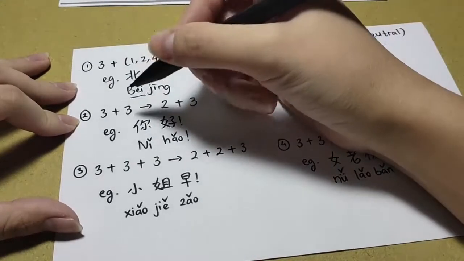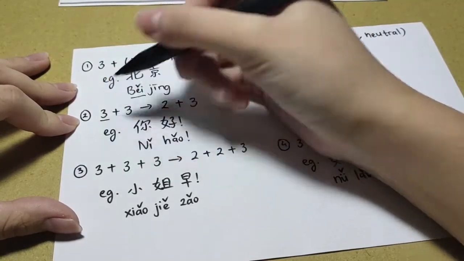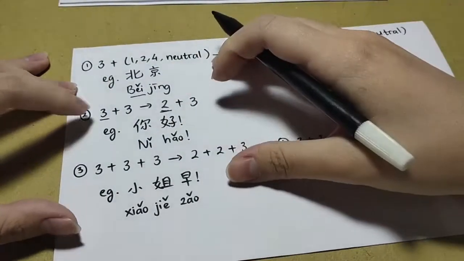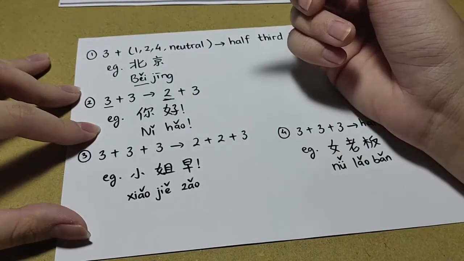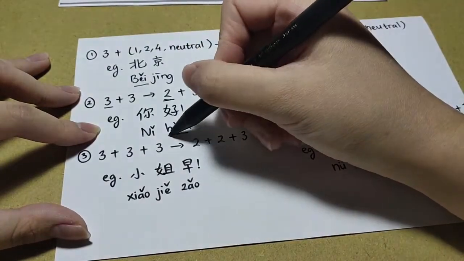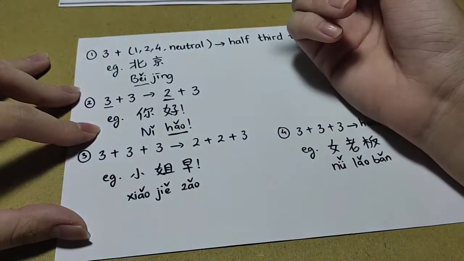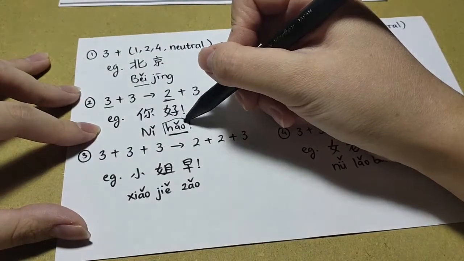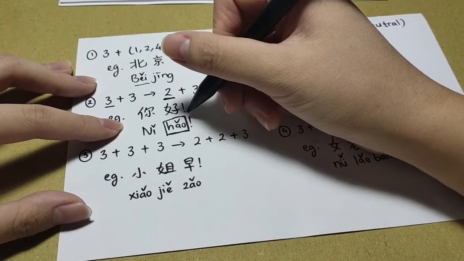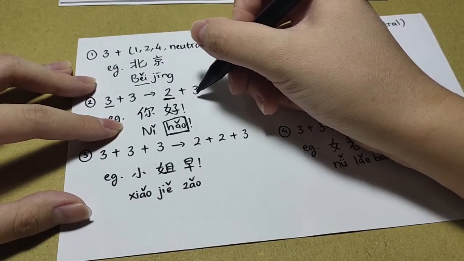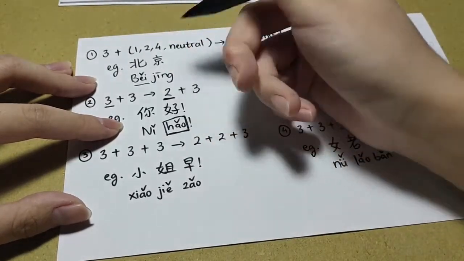The second case is when third tone followed by another third tone. The first third tone, it changes into the second tone. For example, 你好. And as you guys can hear it, I pronounce this part as half third tone too, like 你好. Actually, you can also say this part with the third tone, but a lot of native speakers, they pronounce the third tone in the last word or syllable or phrase as the half third tone. 你好.